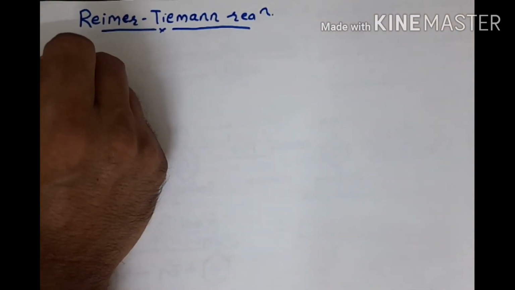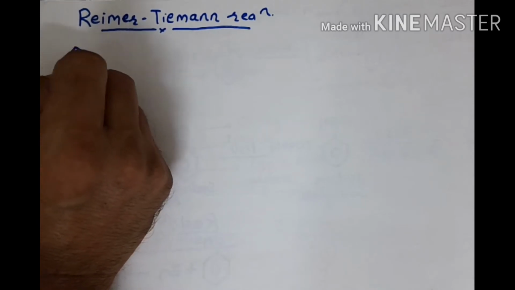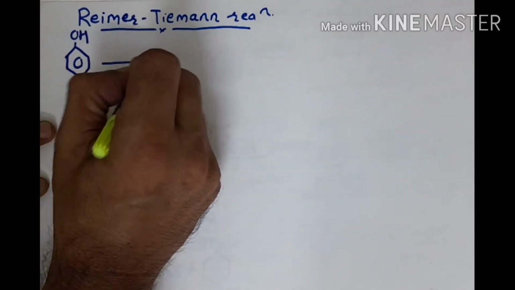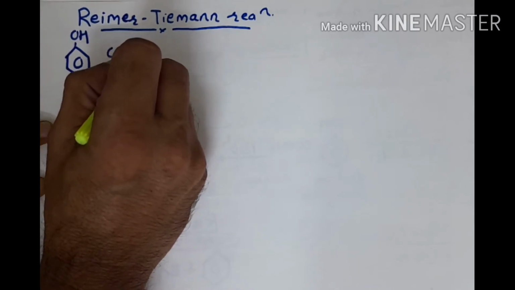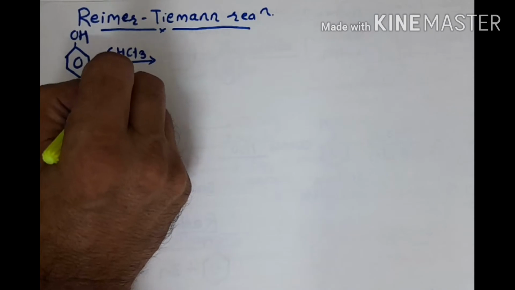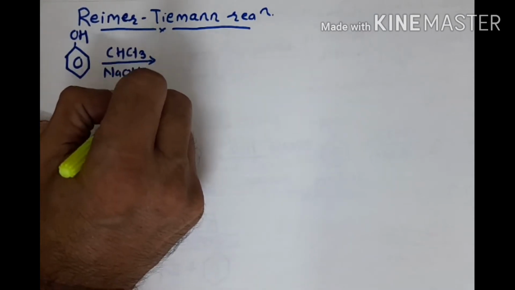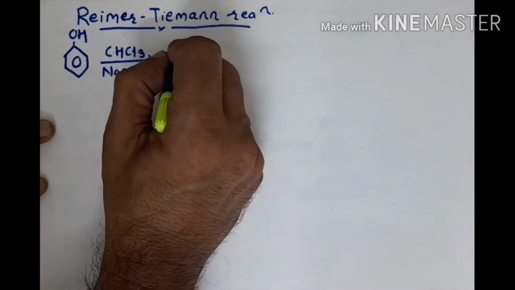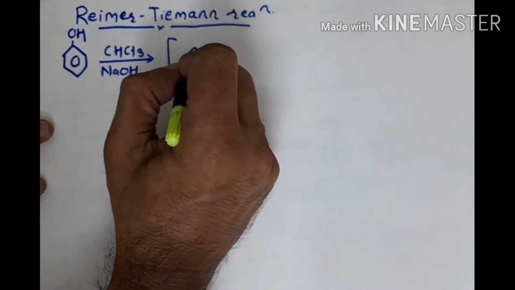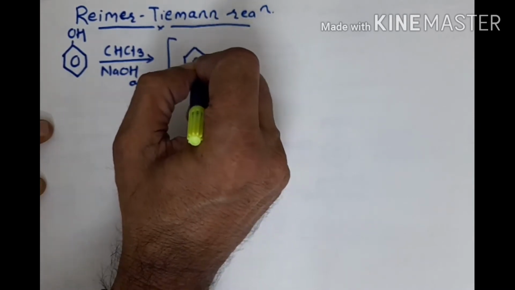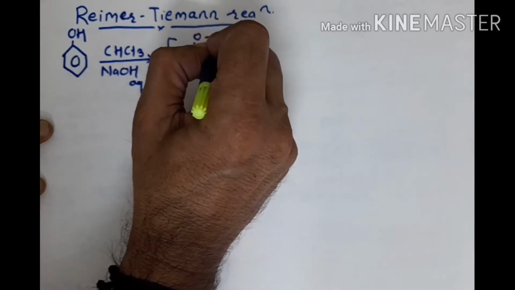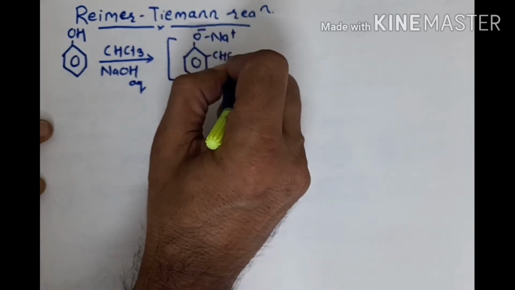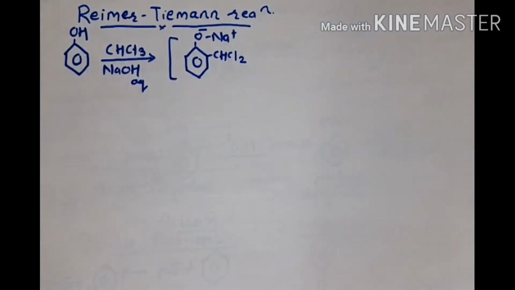Phenol on reaction with chloroform in aqueous NaOH, that is sodium hydroxide, first forms an intermediate. Okay, this is your intermediate.